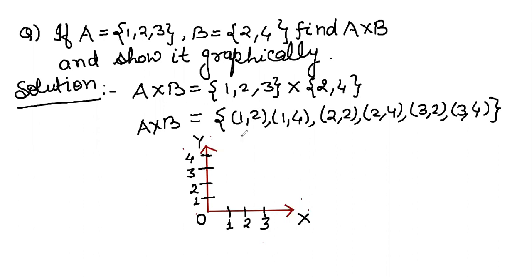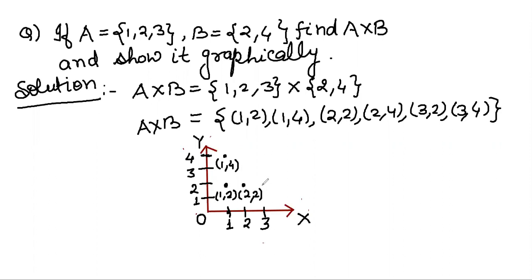So we will represent first (1, 2). So 1 we will take from set A and 2 from set B. Means 1 and then 2 here. So this point is (1, 2). Now next is (1, 4). So 1 on the x-axis and 4 on the y-axis. So this is (1, 4). Now next is (2, 2). So this is point (2, 2).